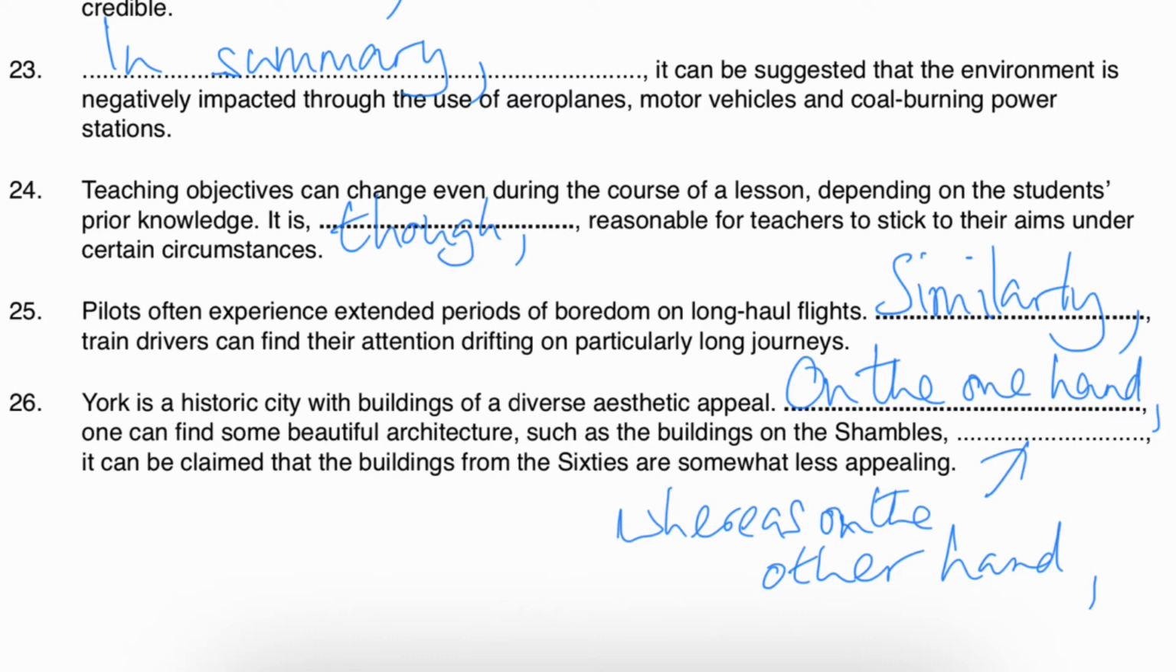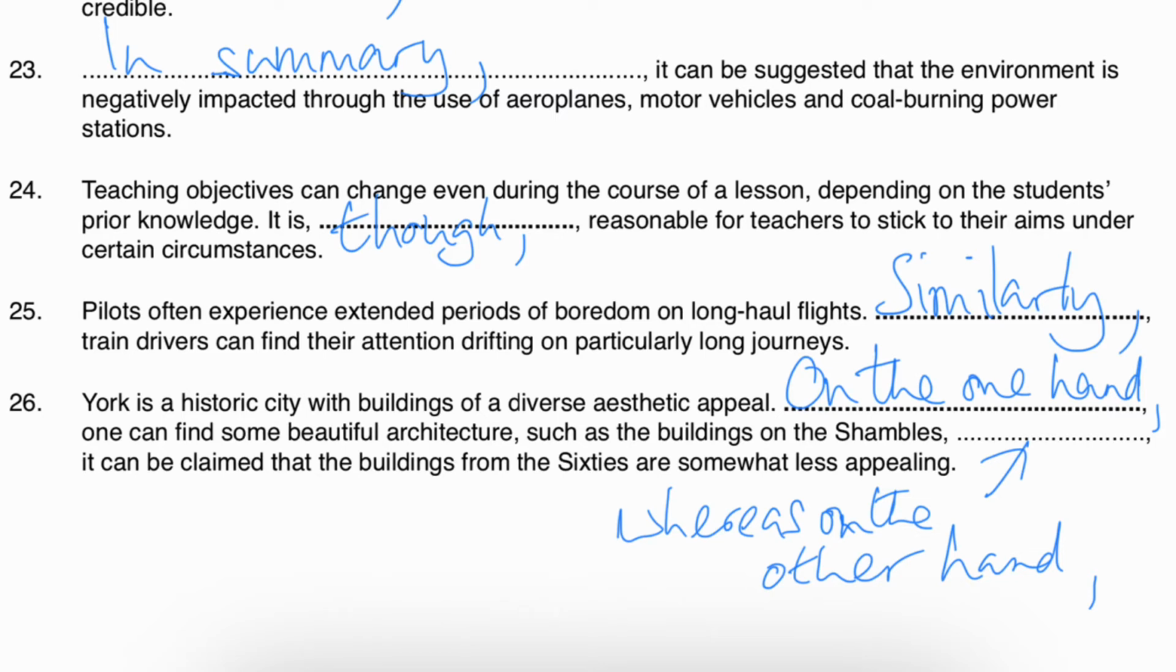And then number 26. So we've got the hand problem. York is a historic city with buildings of a diverse aesthetic appeal. On the one hand, one can find some beautiful architecture, such as the buildings on the Shambles, whereas on the other hand, it can be claimed that some of the buildings from the 60s are somewhat less appealing. Oh, I wrote this a long time ago. I don't know why I wrote one can find. Obviously, we try to avoid using the word one.